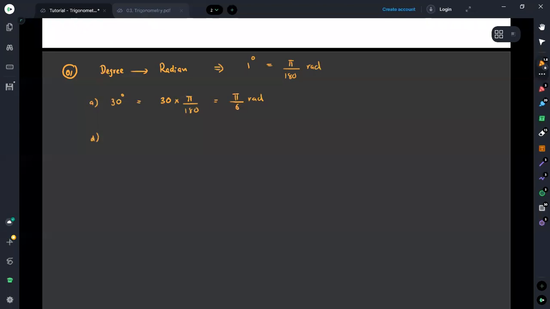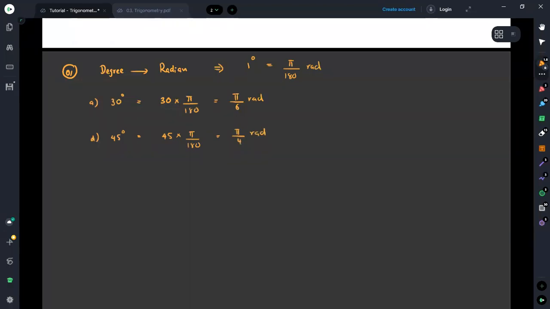Then the next part I'm taking here is part D. It is 45 degrees. Here we have 1 degree equals π over 180. Therefore, for 45, we get 45 multiplied by π over 180. If you perform this calculation, you will get this value as π over 4 radians.